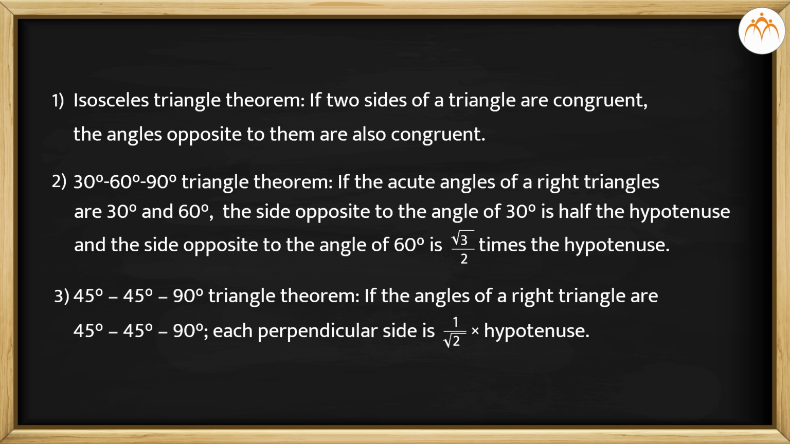45, 45, 90 triangle theorem. If the acute angles of a right angled triangle are 45 degrees, each perpendicular side is 1 by root 2 times the hypotenuse. Exercise.